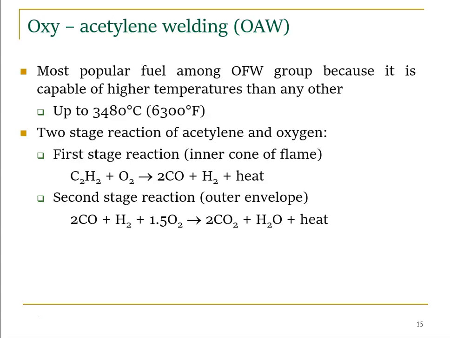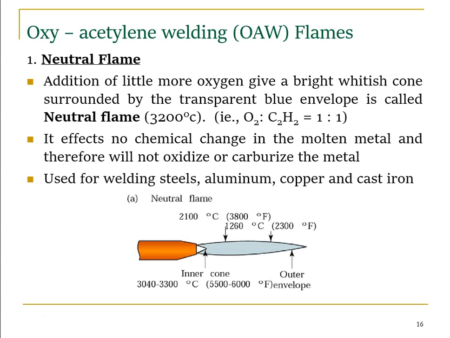In the second stage, the carbon monoxide with hydrogen and oxygen are combined, and it will form carbon dioxide, with water and heat. So the heat is produced in two stages. Based on the flame, we have three more types: a neutral flame, an oxidizing flame, and a carburizing flame.